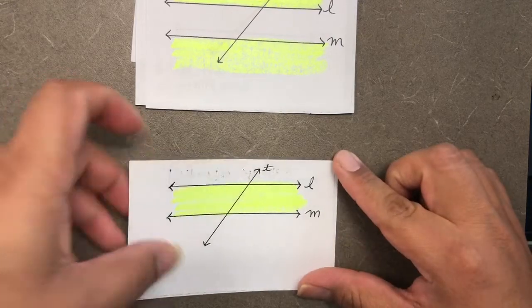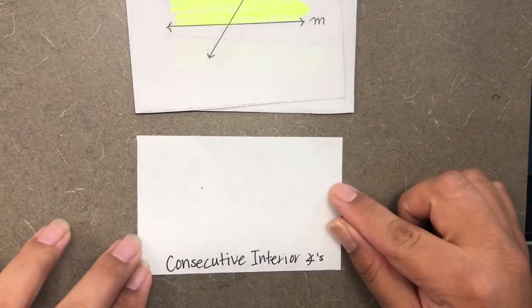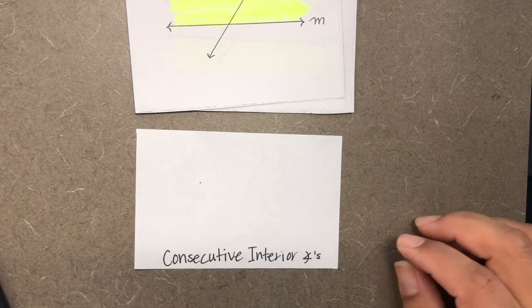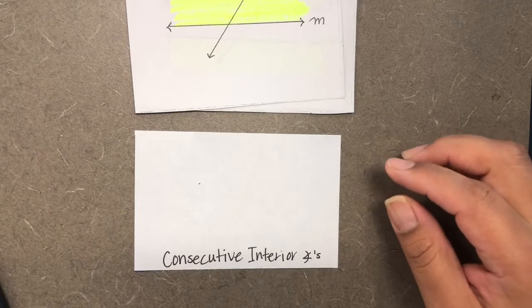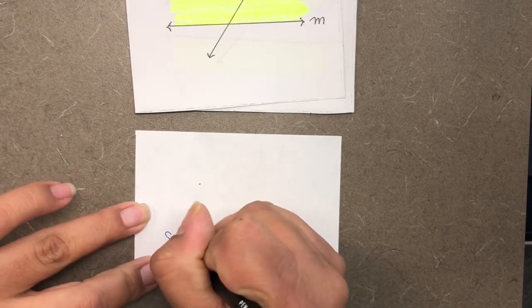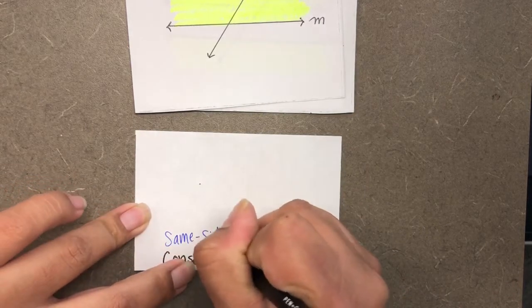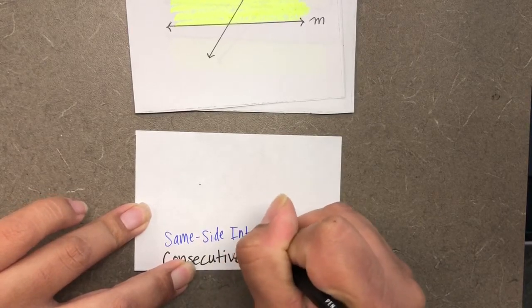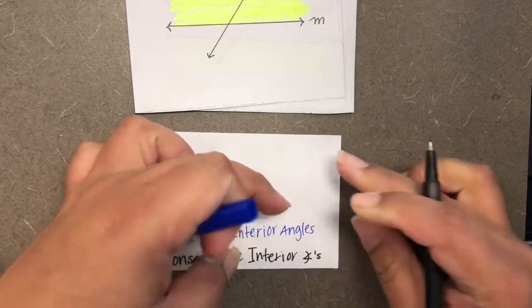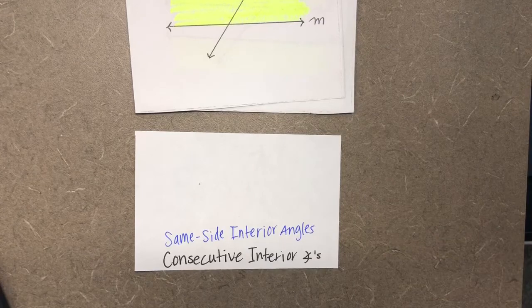Okay, next one is consecutive interior. Consecutive interior angles are angles that are right next to each other and they are on the inside of the parallel lines. Ms. Ramos also in class called them same side interior angles. So I'm just going to add that name out here. Same side interior angles. And I know my hands are ugly, guys. Don't judge me, okay? All right.